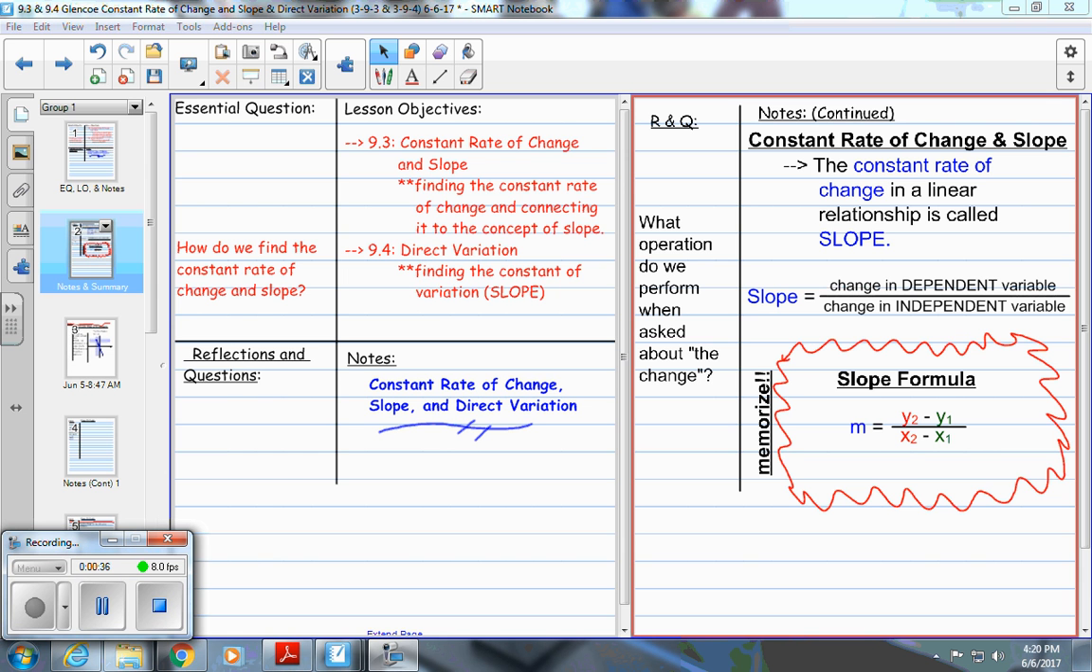So go ahead and pause here and copy down what you see. Please make sure this is large enough to read. We're going to read this formula a lot.